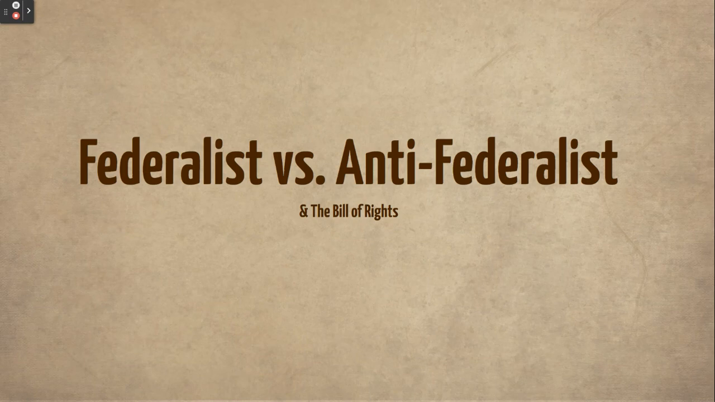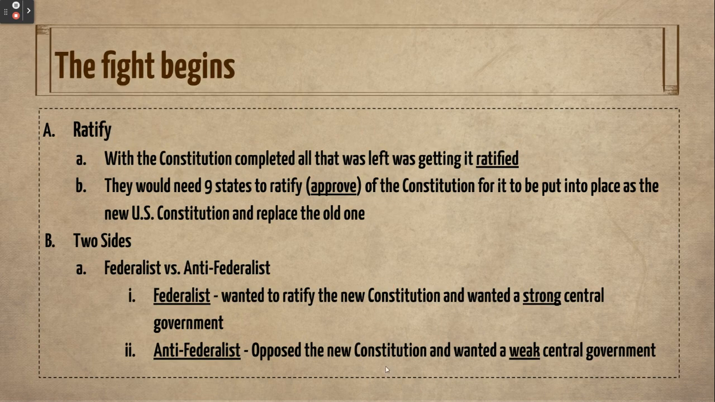Okay, let's talk about the Federalists versus the Anti-Federalists. Let's talk about the Bill of Rights. This is going to be the time immediately following the writing of the U.S. Constitution. So once the U.S. Constitution is written, this is when we get the Federalists and the Anti-Federalists.